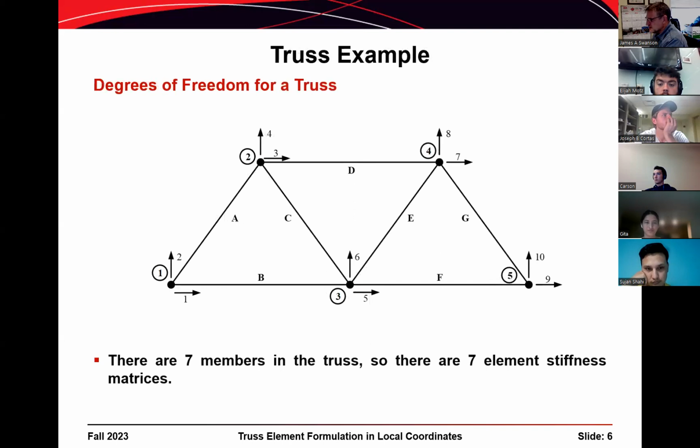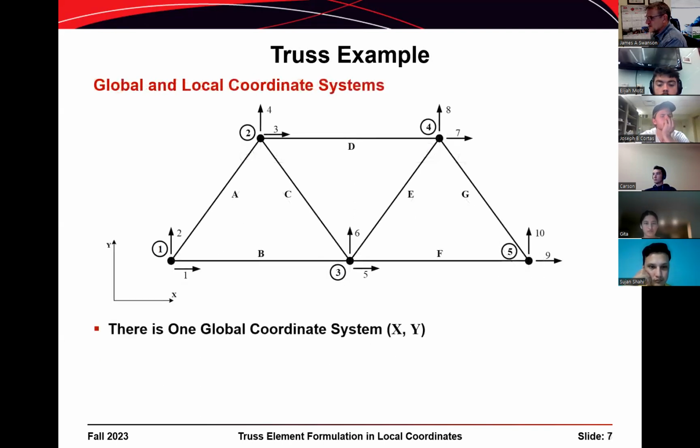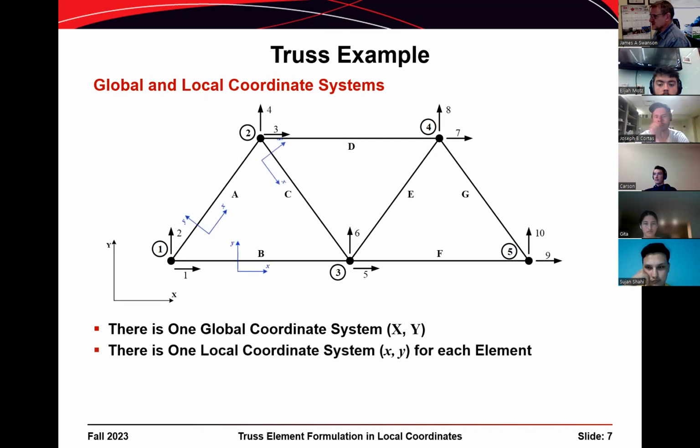And for this particular truss, we have 7 members, so we have 7 element stiffness matrices, and we have one global coordinate system, X Y. But each one of these elements also has a local coordinate system. So member A has its own coordinate system, lowercase x, lowercase y. Member B has its own coordinate system, lowercase x, lowercase y, etc. So for a system like this with 7 members, we have 8 coordinate systems. We have the one global coordinate system, and then we have a local coordinate system for each of the members.